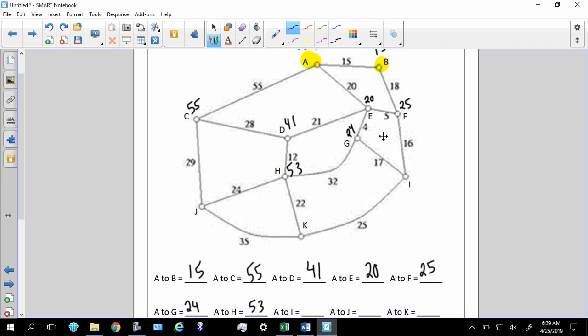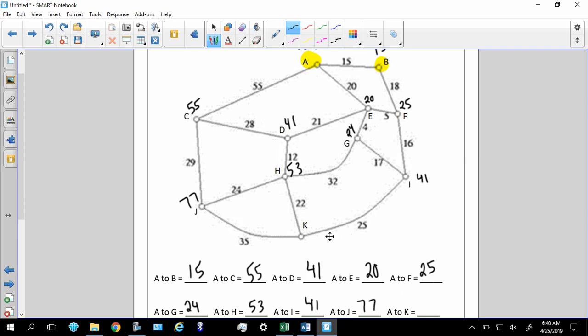All right, so next is going to be A to I. I already know that A to G is 24. I already know A to F is 25. So that would be an additional, let's see, 24, 17, that's 41. But also 25, 16, that's 41. Either way, it's going to be 41. A to J, which is over here. 55 plus 29, that would give me, what, 84? But 53 plus 24, that would give me 77. So J would be 77.